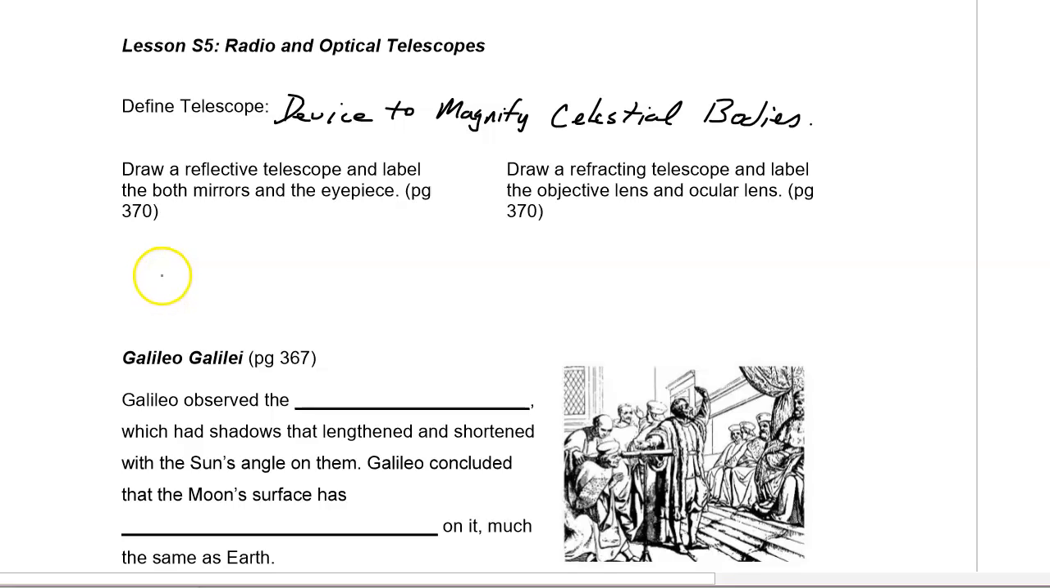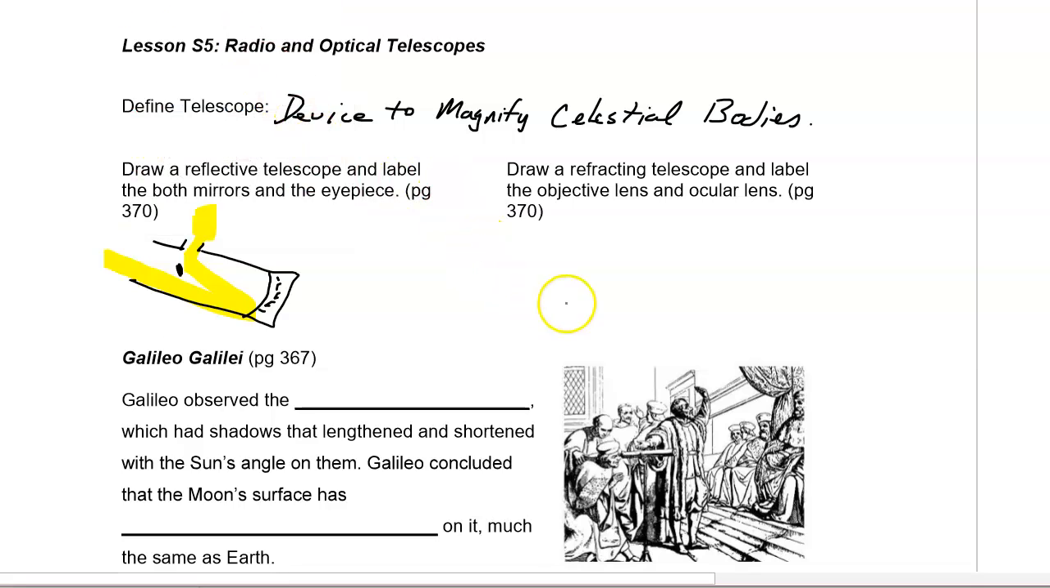The first one is the reflective. Now with the reflective, you've got an eyepiece up at the front usually. Big long tube. We've got a concave mirror here, secondary mirror here, so light's going to shine in, bounce off the mirror, bounce this way and towards the eye.